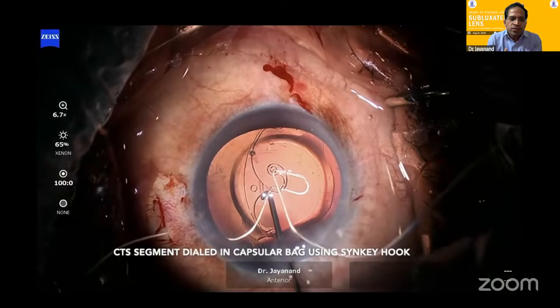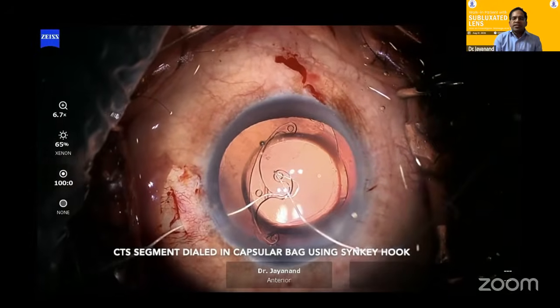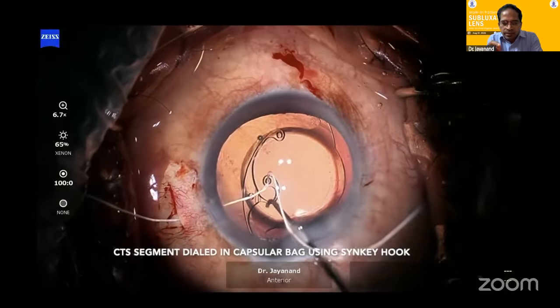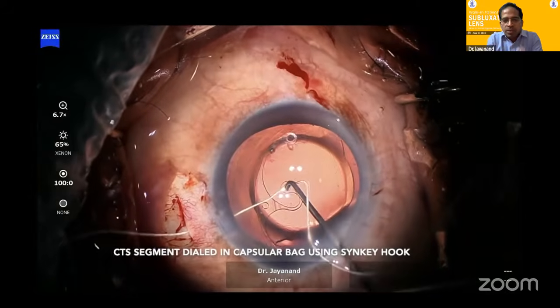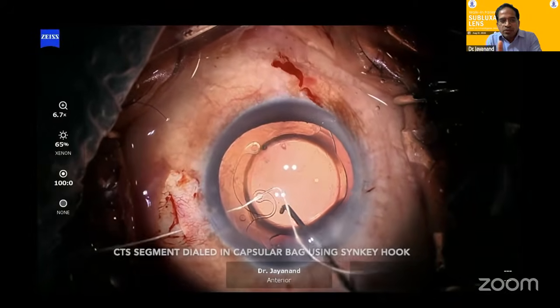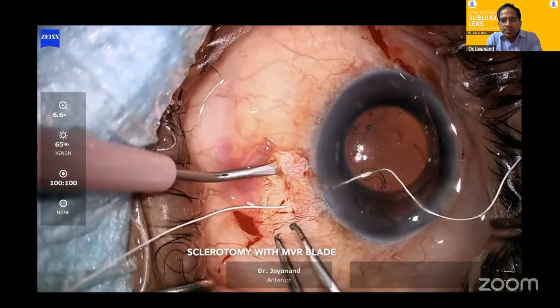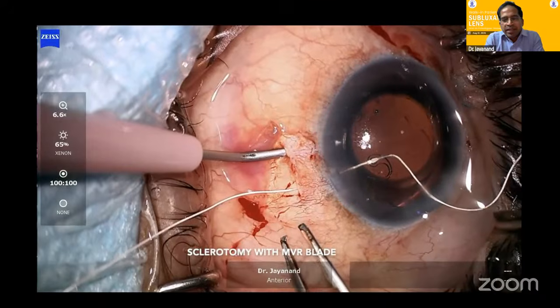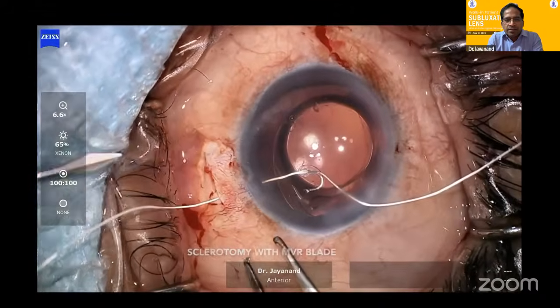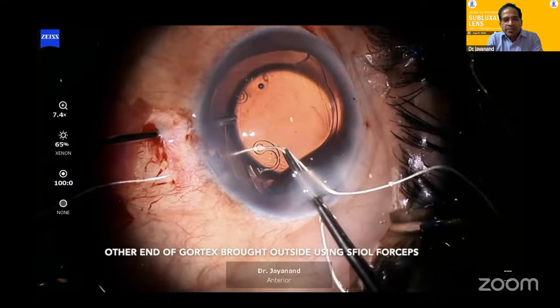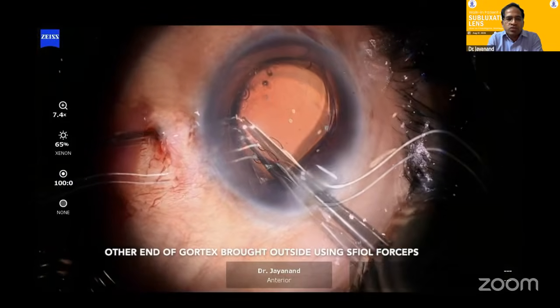And the other end, now I am dialing the CTS inside the bag. You have to make sure that the eyelet fixation comes above the anterior capsule and the rest of the part goes inside the fornix of the bag. And I'm creating the sclerotomy because I am using the MST forceps to retrieve the other end of the suture.